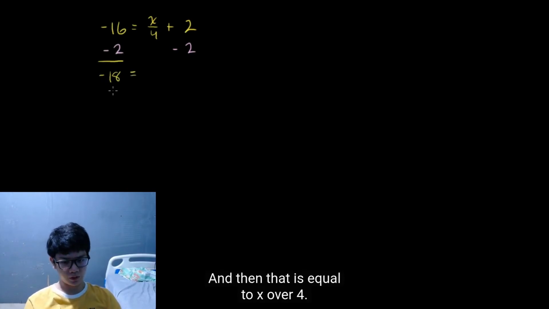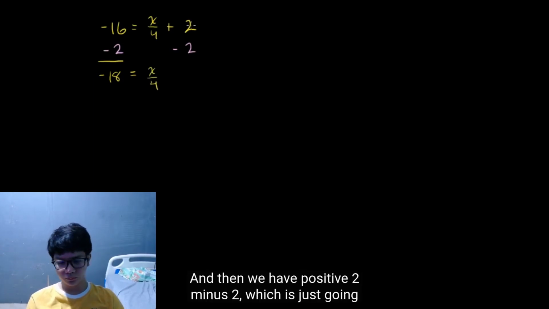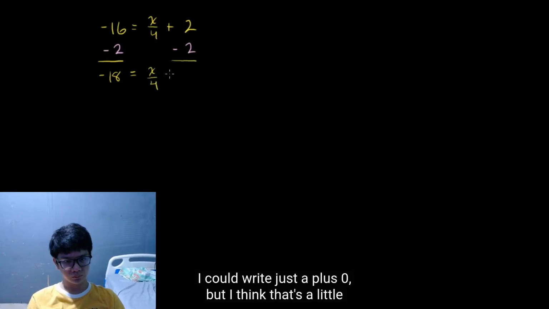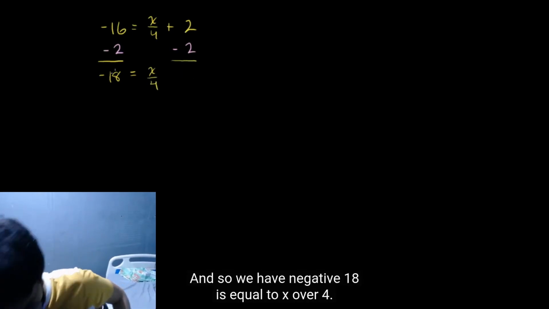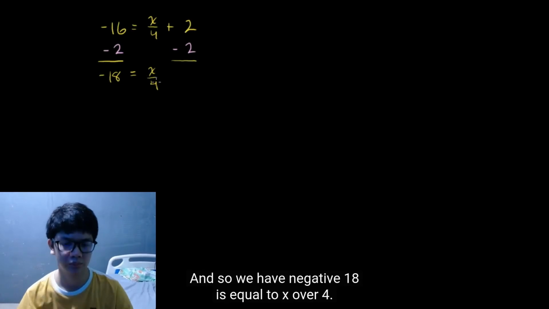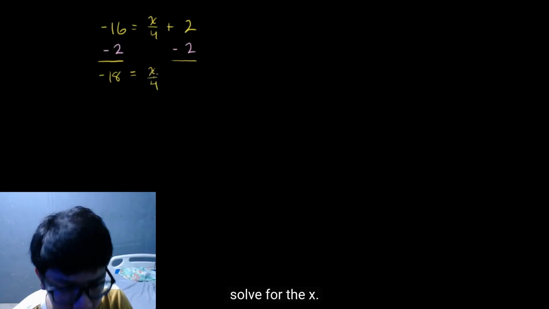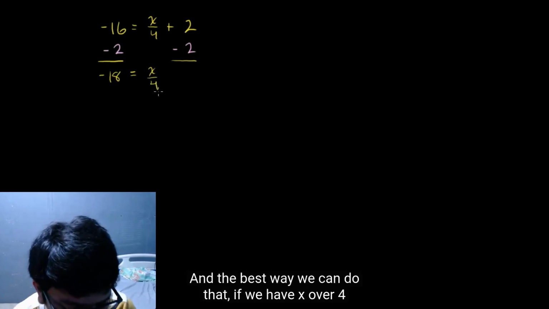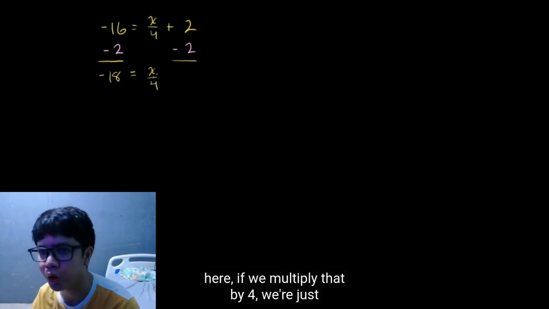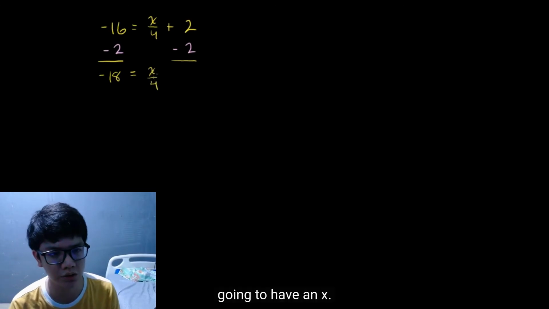And then that is equal to x over 4, and then we have positive 2 minus 2, which is just going to be 0. So we don't even have to write that. I could write just a plus 0, but I think that's a little unnecessary. And so we have negative 18 is equal to x over 4. And the whole goal here is to isolate the x, to solve for the x. And the best way we can do that, if we have x over 4 here, if we multiply that by 4, we're just going to have an x.